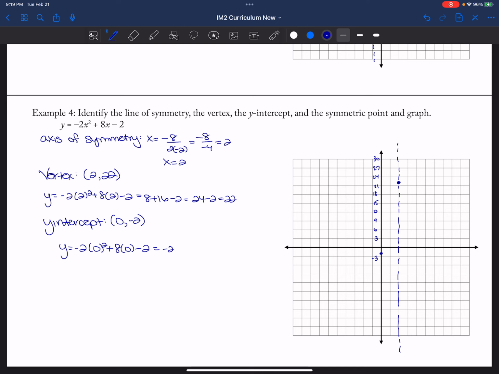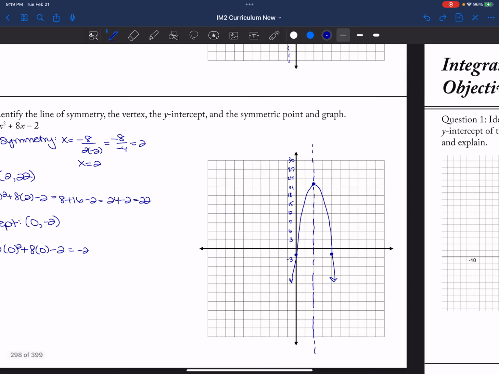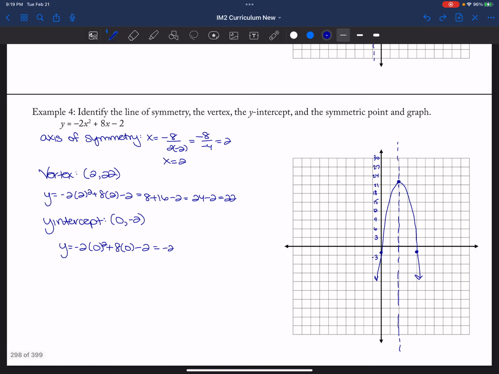And then if I'm 2 away from my axis of symmetry going to the left, then I have to also be 2 from my axis of symmetry going to the right. And this is my graph of my parabola. And it is upside down, which makes sense because my a value is -2. Okay, all right, so that is it for this lesson.